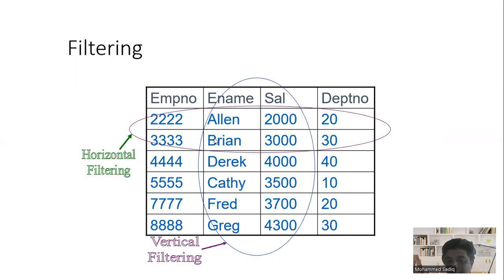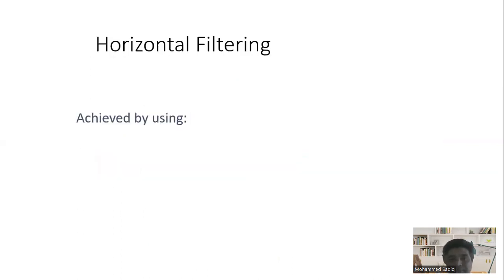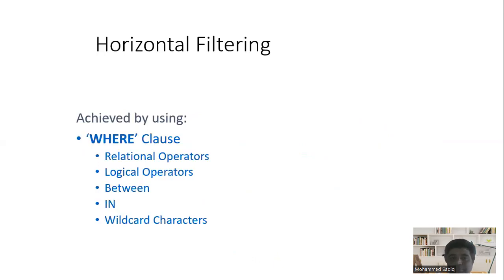So in this session we are seeing about the horizontal filter. This is going to filter only certain selected rows. First we'll see the horizontal filter using the different operators: the relational operator, logical, between, in, and wildcard. We'll be looking at these things.